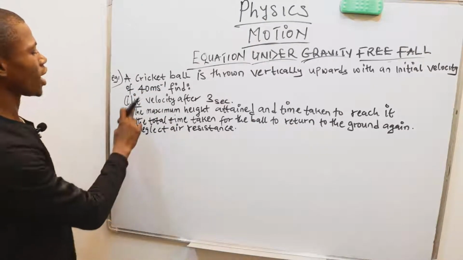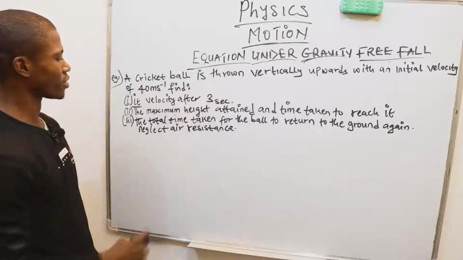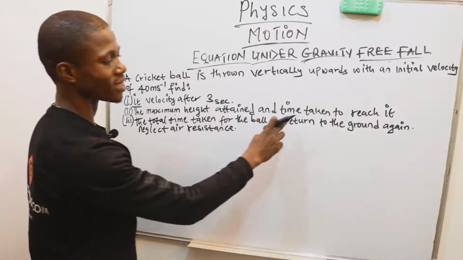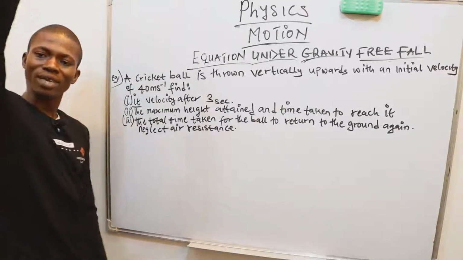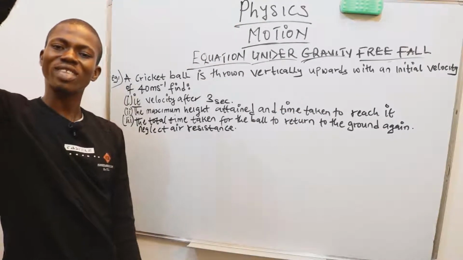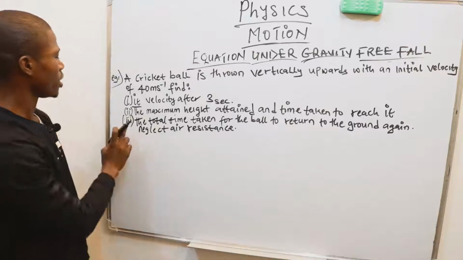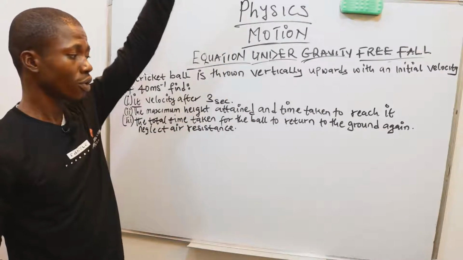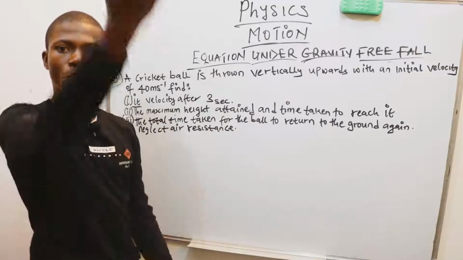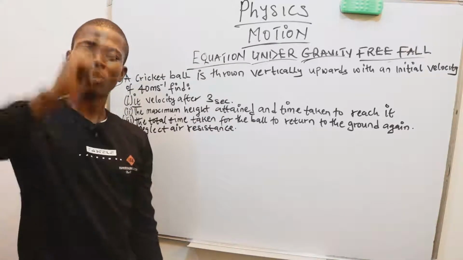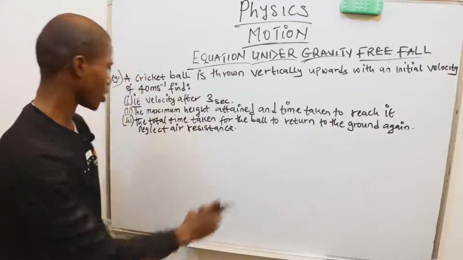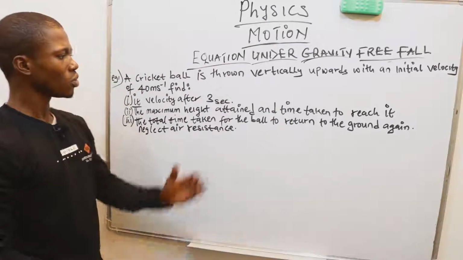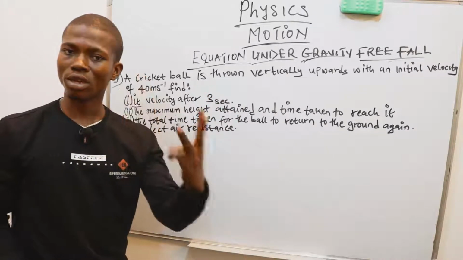They say that we should find (i) its velocity after 3 seconds, (ii) the maximum height attained and the time taken to reach it, the maximum height and the time it takes to reach the maximum height, and (iii) the total time taken for the ball to return to the ground. He throws the ball upwards. We want to know the total time taken for the ball to go up and come back to the ground, neglecting air resistance.